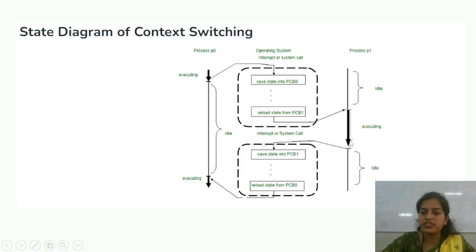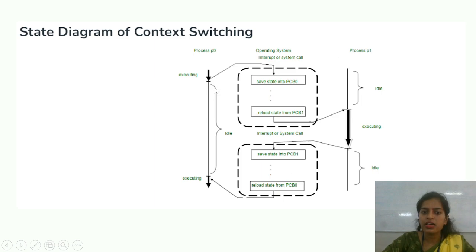If you observe, after some particular time, process 1 also stops its execution by the CPU. In such cases, what is the first step? They need to save the state into the process control block of process 1, PCB 1. Once it saves the data, they can load the data of the other process that was already stopped, PCB 0. So it will reload the state from PCB 0 for its execution, and it will resume the execution.